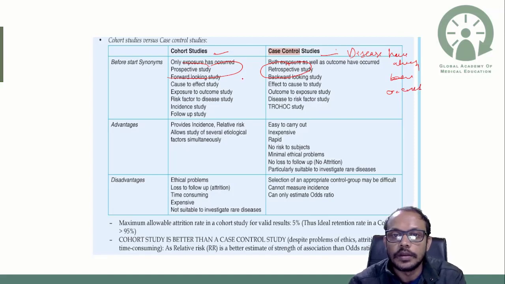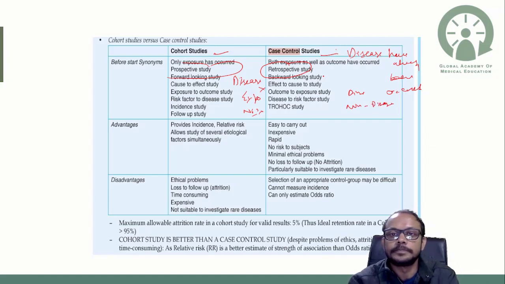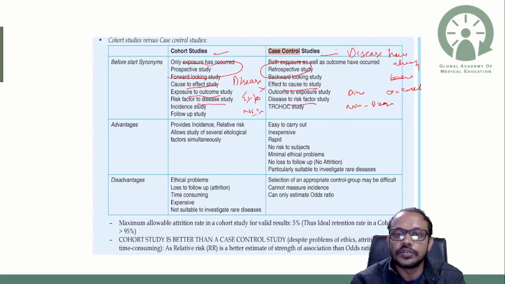In the cohort study, the disease has not occurred. Only exposure is there. So here exposed and non-exposed groups are there, or in case control, diseased and non-diseased groups are there. So it is an effect to cause study, whereas the cohort is a cause to effect study, exposure to outcome, risk factor to disease. The case control is disease to risk factor. It is just the reverse of the cohort study.